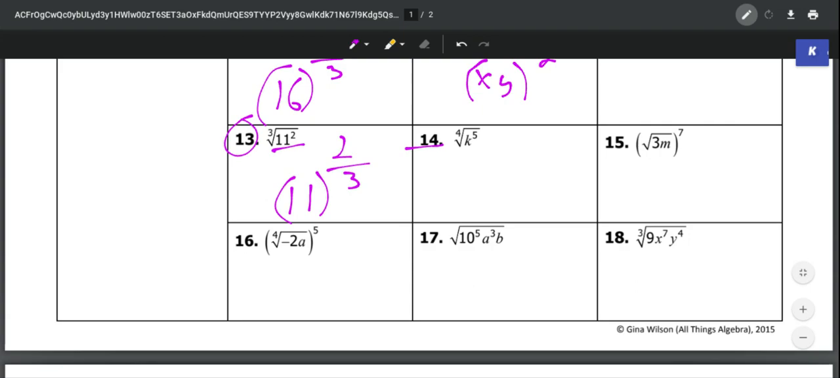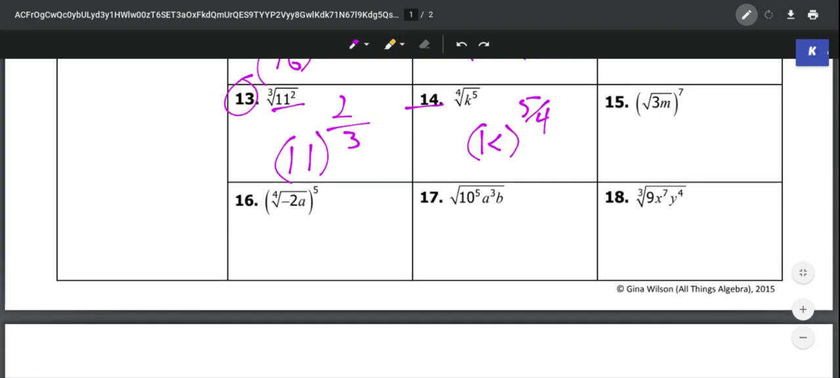14 would be rewritten the same way. We would have k to the power of 5 over 4. So this 5, that's our power inside of our radical, is our numerator for our fraction that's written as our exponent. And our 4 is our index, so that's going to be our denominator.